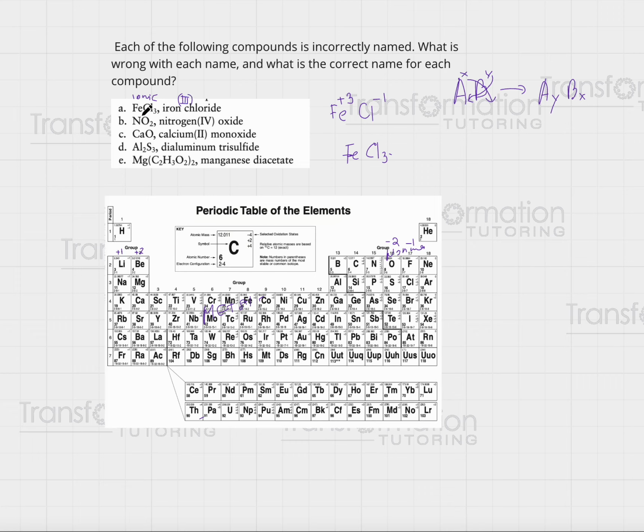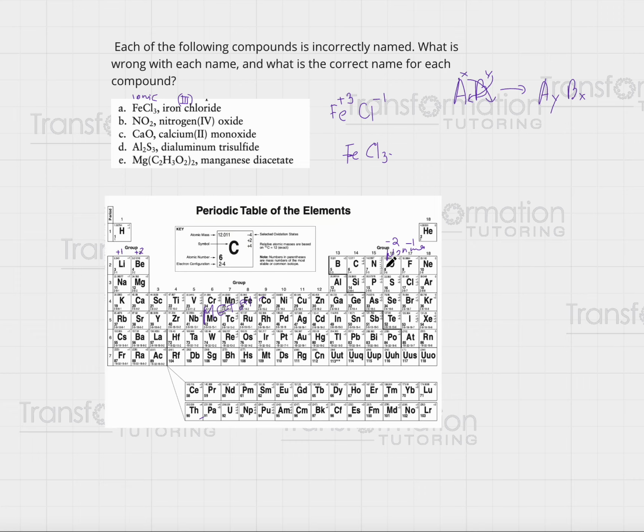Let's look at the next one. We have N and O. Again, we always start by figuring out what our compound is. Is it ionic or is it covalent? Nitrogen is here. Oxygen is here. We have 2 nonmetals.